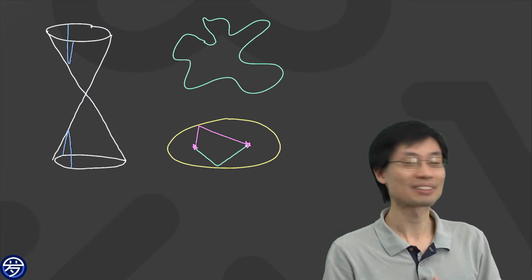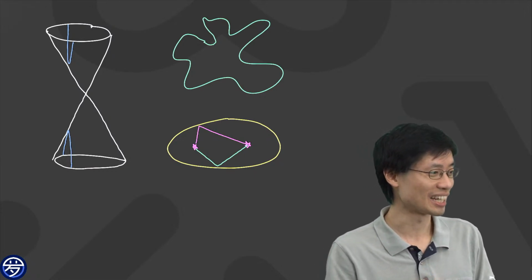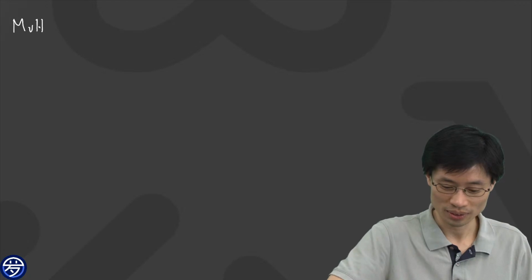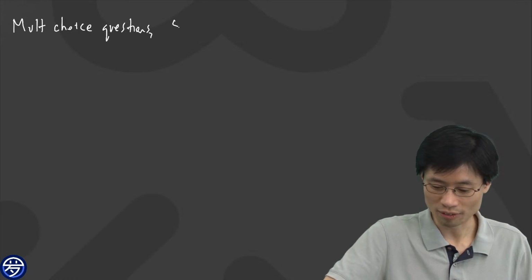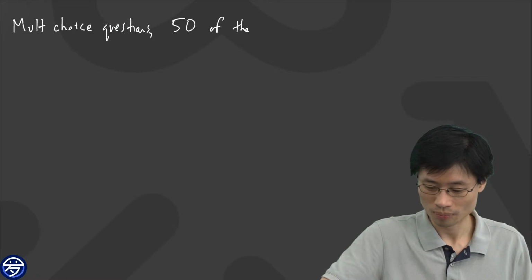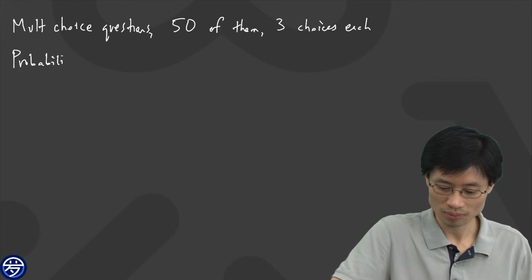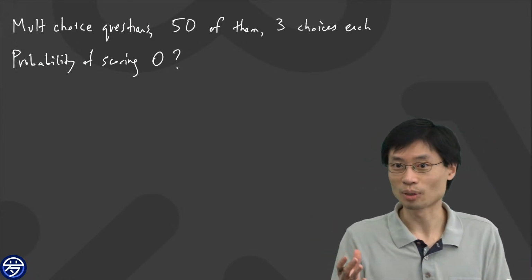Okay. Looks like we've got a question from Crazy Vishnu. What is the probability that a person scores 0 marks in a multiple choice question test with 50 questions, each of which has 3 choices? All right. So Crazy Vishnu has an idea. What you're going to do is randomly guess on a multiple choice question test. There are 50 of them, and 3 choices each. And what you're asking is, what's the probability of scoring 0?